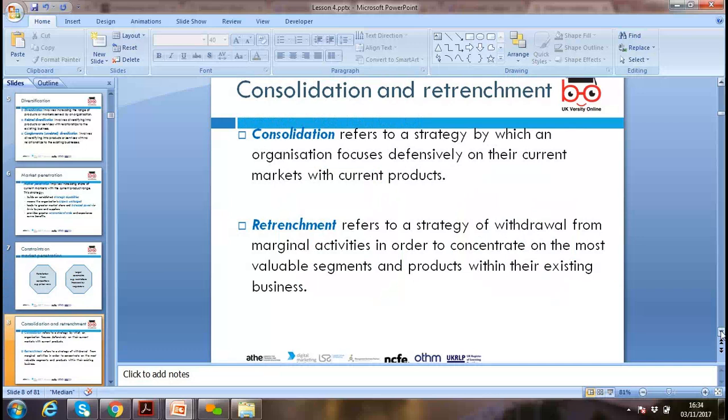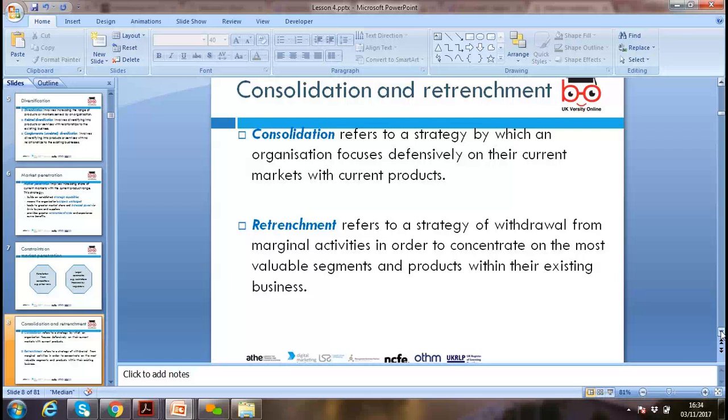Then consolidation and retrenchment. Consolidation refers to the strategies by which an organization focuses defensively. So we are defending ourselves. We're not really in attacking mode. We're not in warfare strategies. We're just looking to consolidate.